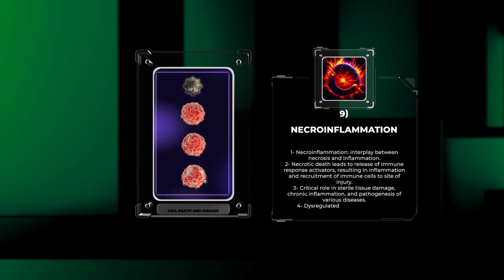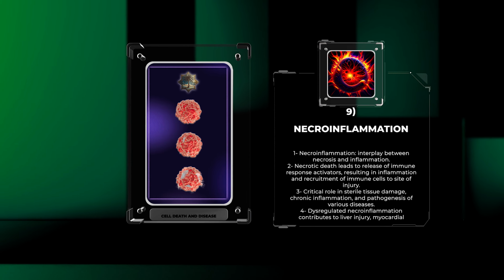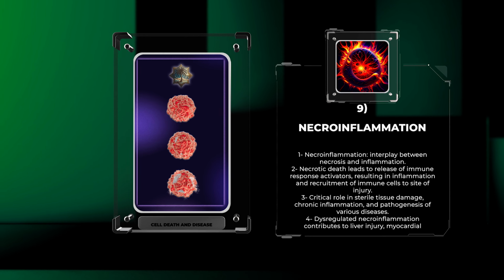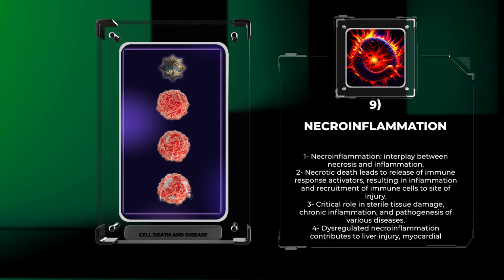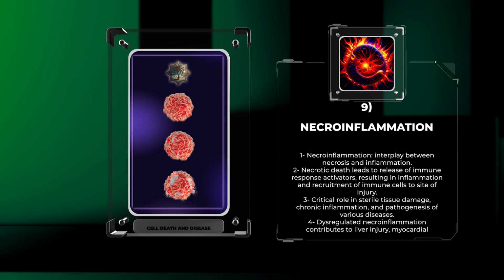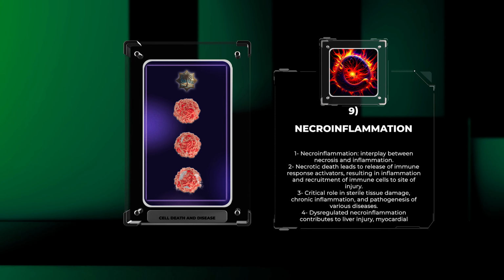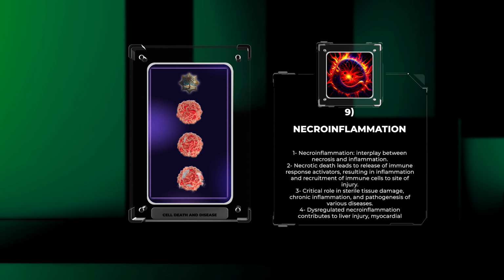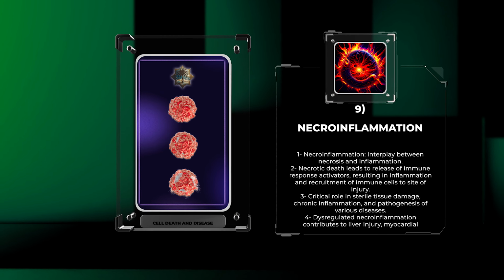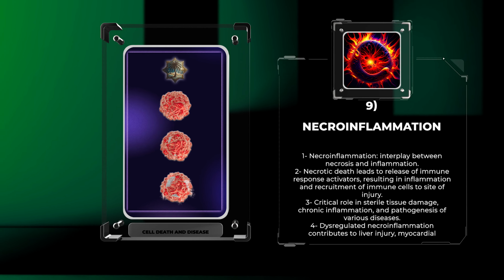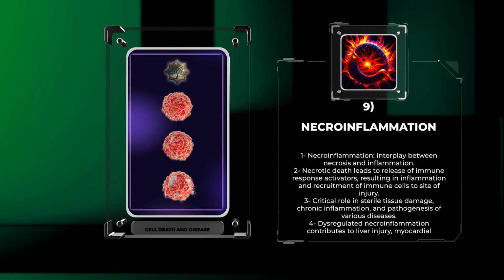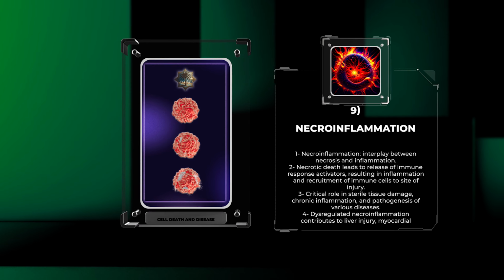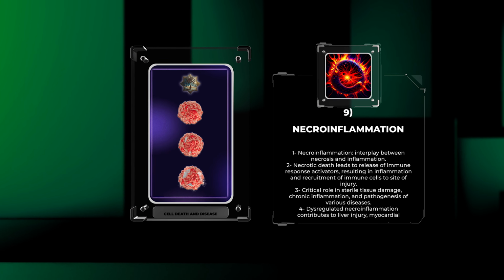Necroinflammation represents the interplay between necrosis and inflammation. When cells undergo necrotic death, their contents are released into the extracellular space, leading to the activation of innate immune responses. This activation can result in the release of pro-inflammatory cytokines, chemokines, and damage-associated molecular patterns, DAMPs, which further propagate inflammation and recruit immune cells to the site of injury. Necroinflammation plays a critical role in sterile tissue damage, chronic inflammation, and the pathogenesis of various diseases, including liver injury, myocardial infarction, and autoimmune disorders.